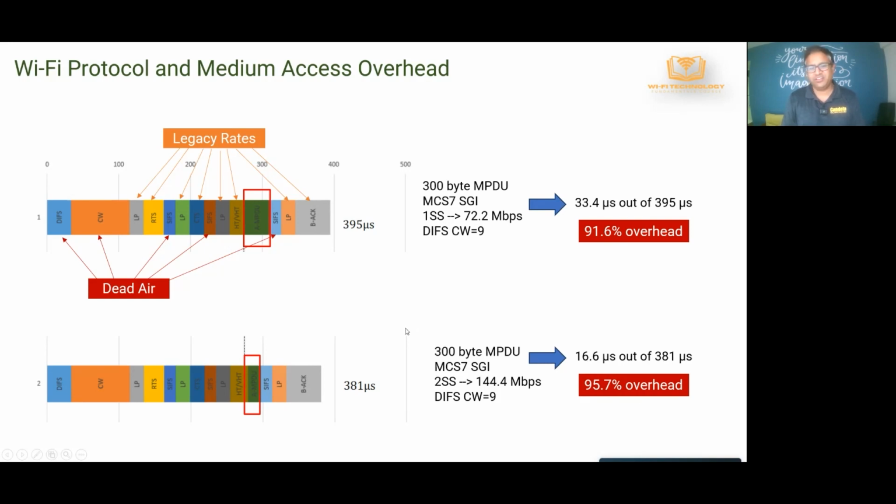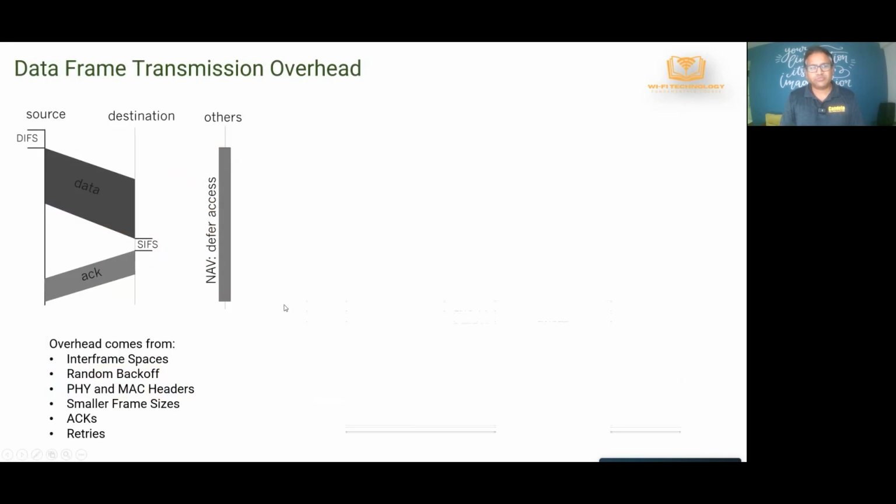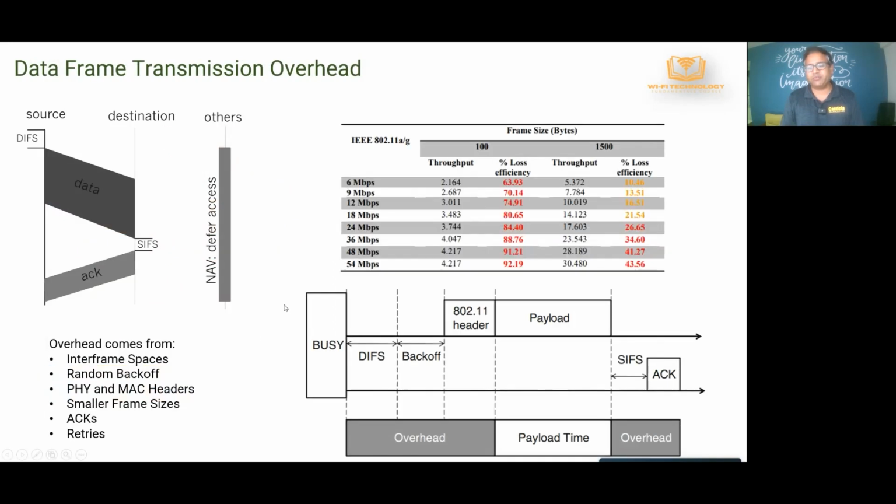And this is the unfortunate part of the overhead. Right? Now this problem needs to be solved. So of course, as we mentioned before, the data frame overhead comes from all these places: interframe spaces, random backoff, and things like that. Now, if you look at some interesting data, I took this data from one of the papers that I found online, which actually did a lot of analysis on that. I put that in the reference section for anyone interested.